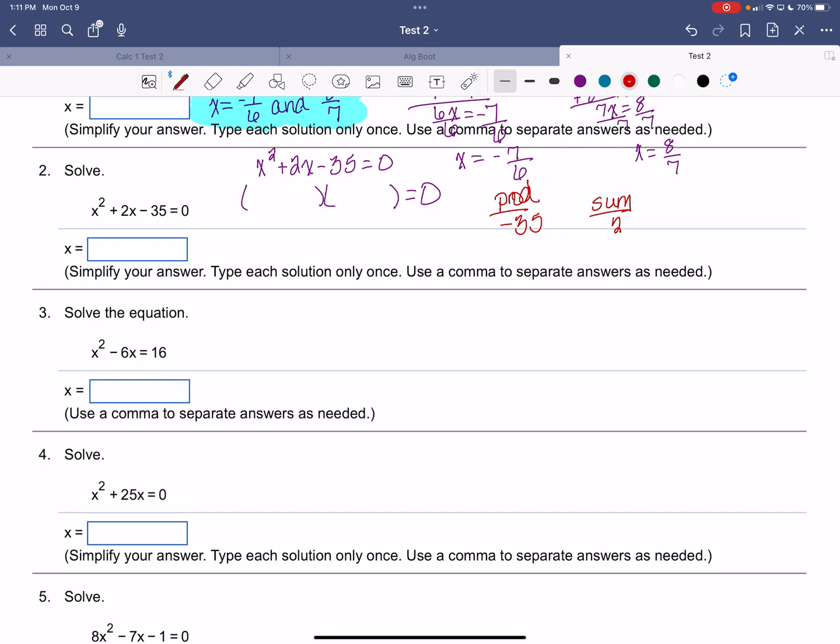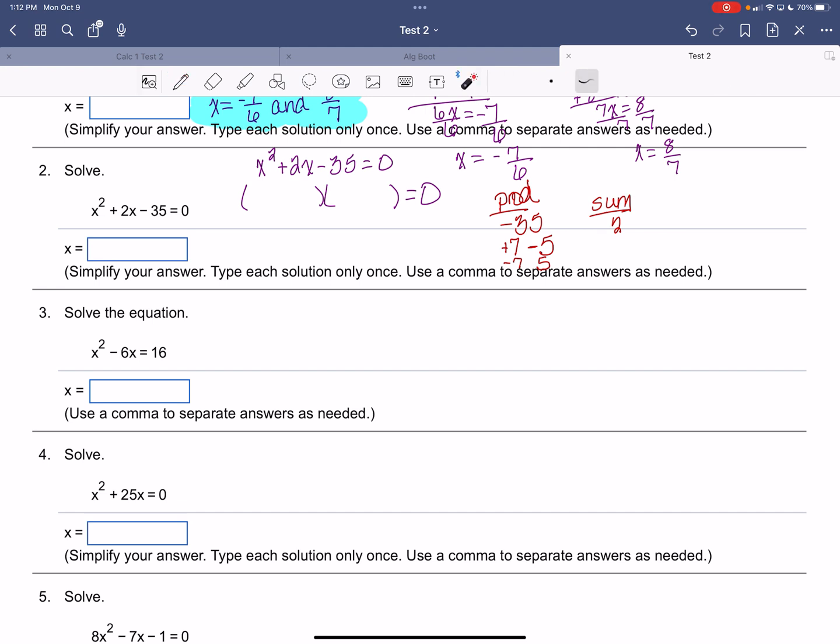When I have a negative product, it means I must have one positive number and one negative number. There is no other way to get a negative product. One has to be positive, one has to be negative. Pretty quickly, I think of 7 and 5. So I can have positive 7 and negative 5. I can also have negative 7 and positive 5.